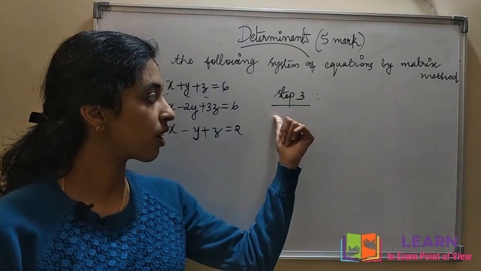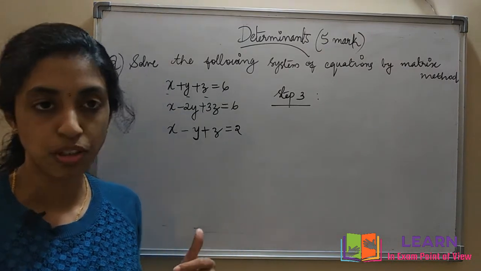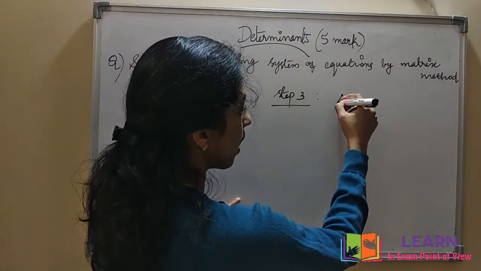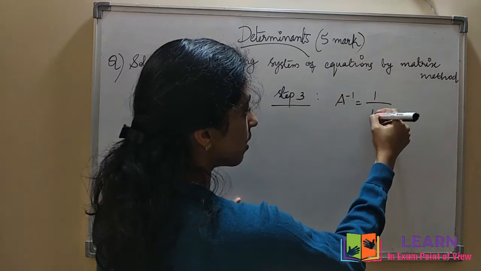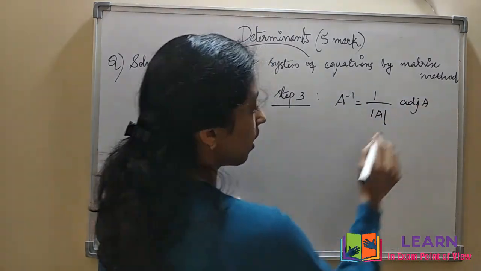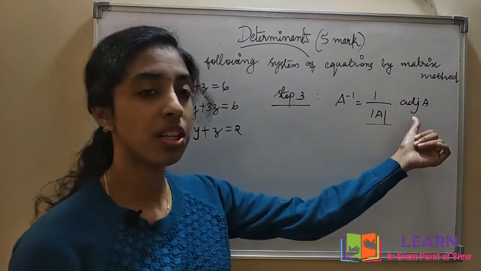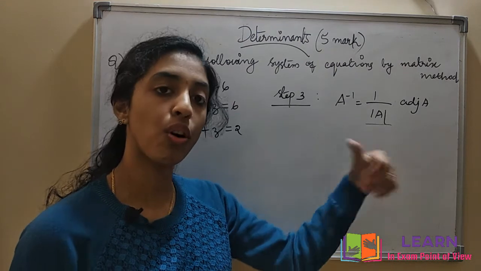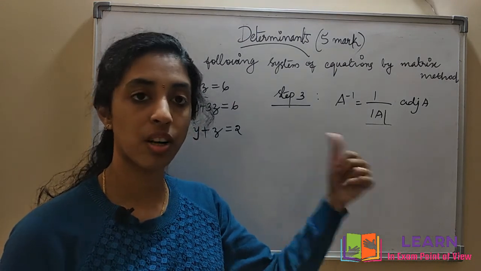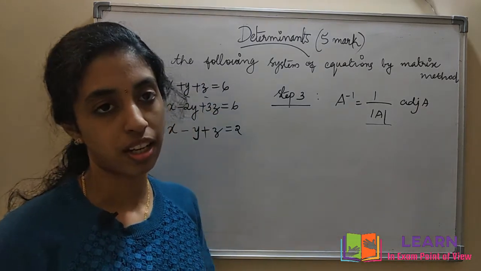So students, we are going to move to step 3. That is, we have to find A inverse using the formula A inverse equal to 1 by determinant A into adjoint A. Determinant A we already got as 4. Then what is adjoint A? That is, we find the cofactors, then take the transpose of the cofactors. That is called the adjoint A.